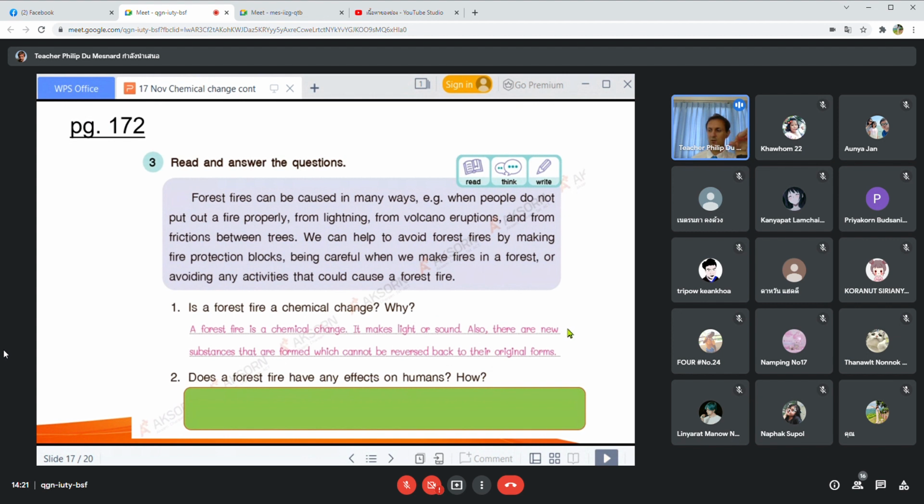On page 167, there's a picture of a campfire, and it also says giving out light and sound. So definitely, it is a chemical change because the wood changes. The wood was brown, and now the wood is black. And there's also heat, light and sound. So a forest fire is a chemical change. It makes light and sound. There are also new substances formed which cannot be reversed back to the original form, which is ash. I'll give you a second to copy.